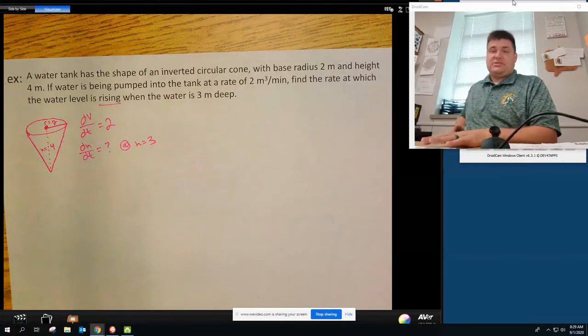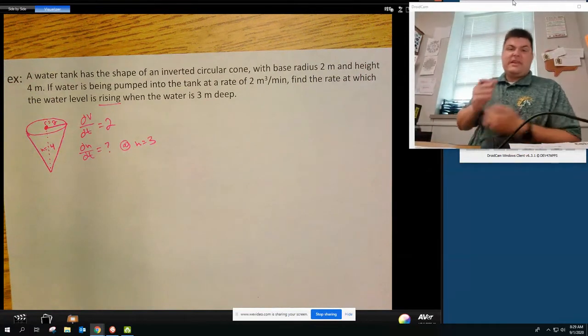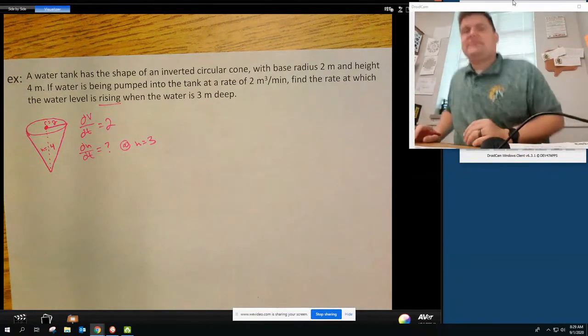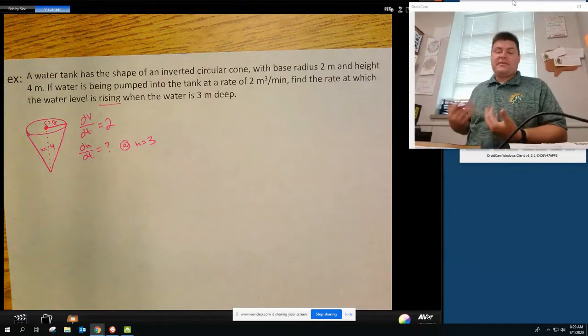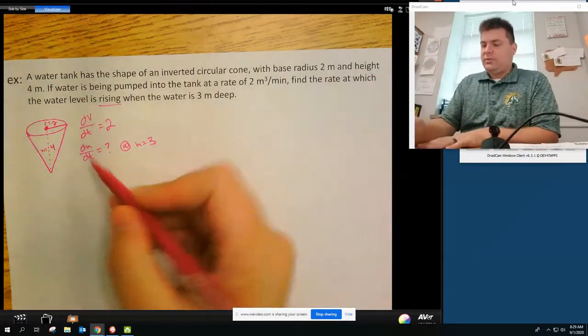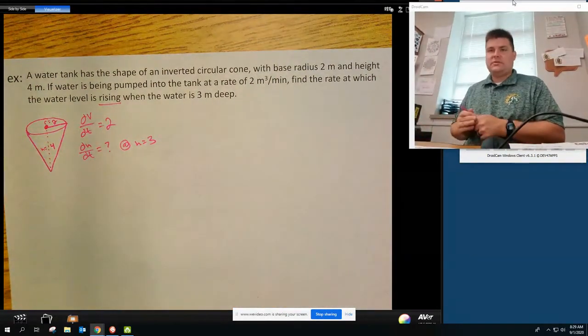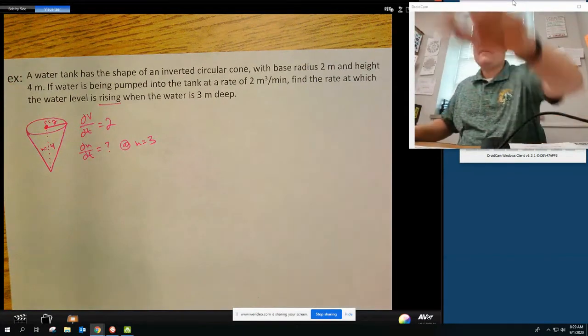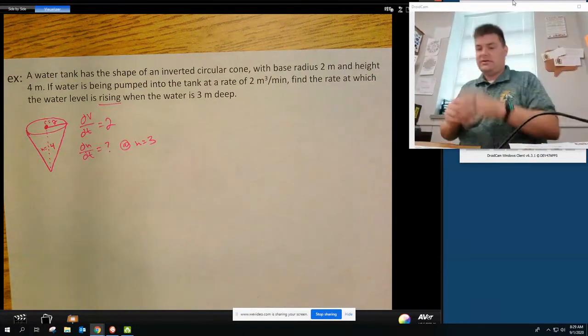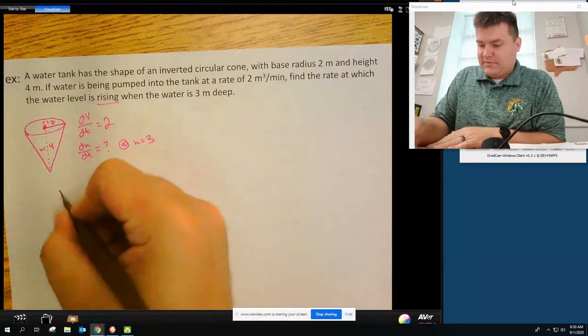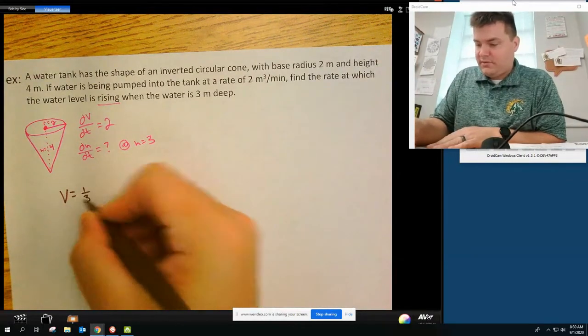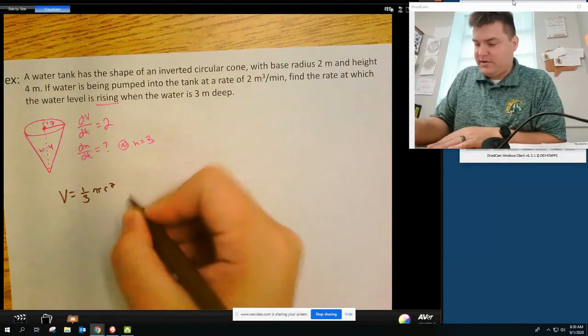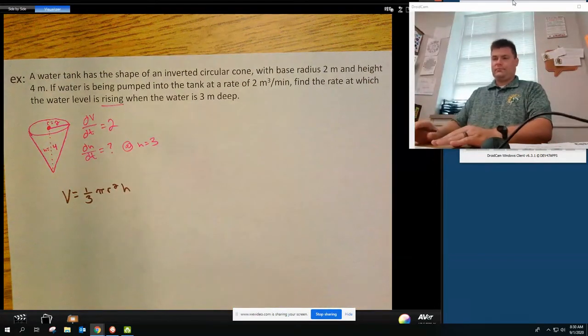So the next step is just to figure out what equation we are using, and then we're going to go from there. And it gets a little bit on the heavier thinking side. So what equation are we using? Well, we have a cone. So let's go ahead and use the volume of a cone formula, which is going to be V equals 1/3 pi R squared H.